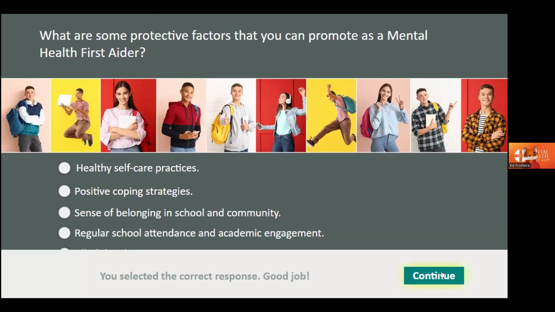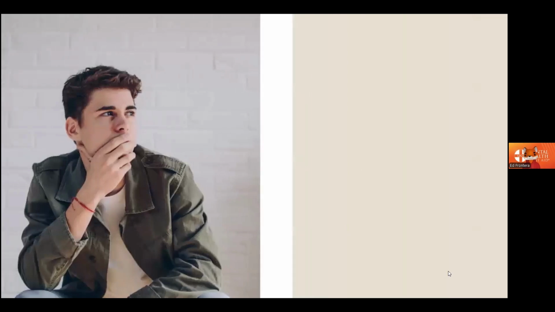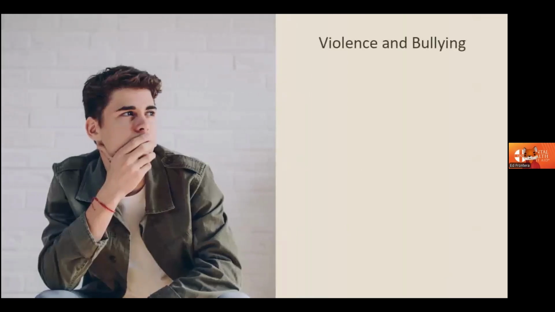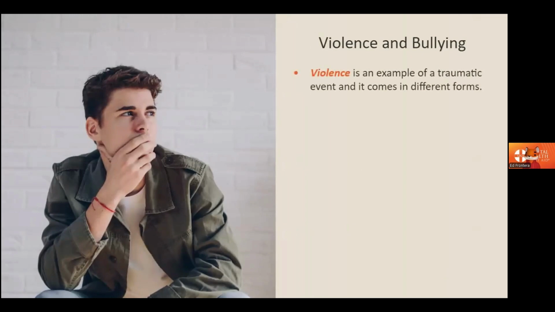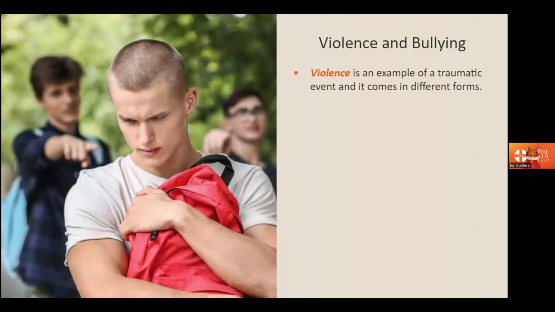Good job. Now we will take a closer look at some significant risk factors that impact youth, violence and bullying. Unfortunately, violence is a common experience for youth. Experiencing violence, whether in school, in the community, or at home, can be very traumatic. Violence is an example of a traumatic event, and it comes in many forms, including sexual abuse or assault, physical fights or physical abuse, bullying or harassment.